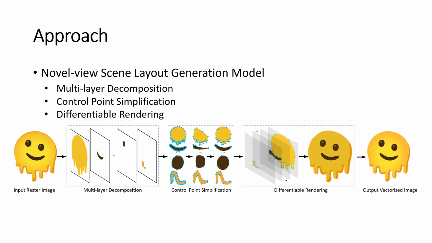For now, let's focus on our approach. Our approach contains three main stages: multi-layer decomposition, control point simplification, and differentiable rendering. First, we break down the input raster image into different layers using semantic segmentation and superpixel clustering. Then, for each layer, we simplify the control points of the vector paths to cut down on redundancy and make sure the paths don't cross over each other. Finally, differentiable rendering is employed to iteratively refine the shape and color parameters of the vectorized layers, ensuring high fidelity to the original image while maintaining vector graphic scalability and editability. Below, we detail each stage of our method.